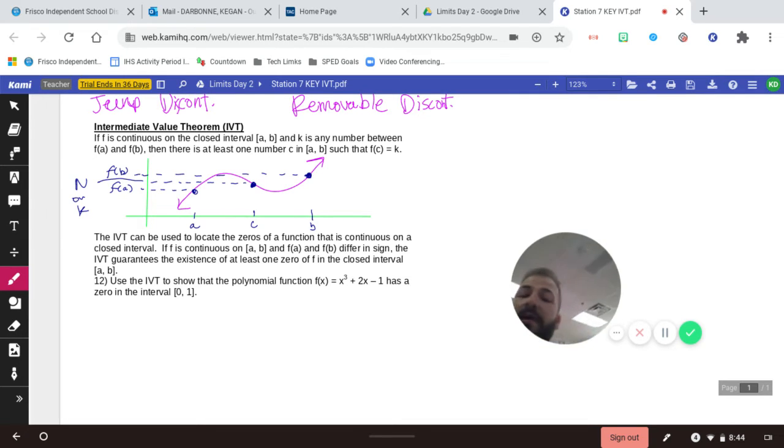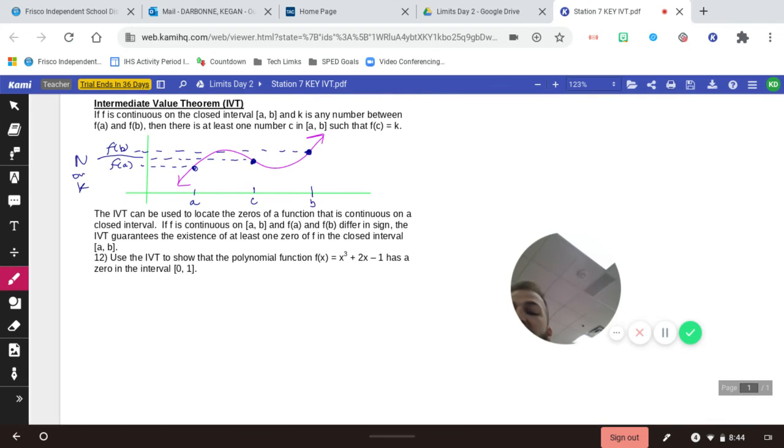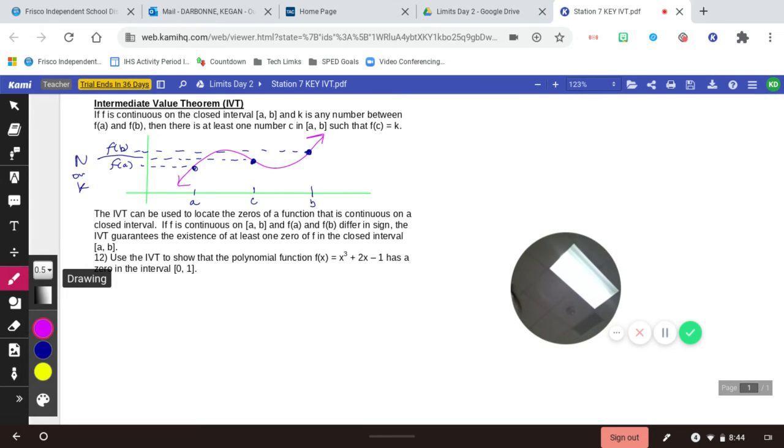So let's look at number 12 again. Use the IVT to show that the polynomial function f of x equals x cubed plus 2x minus 1 has a zero in the interval 0 to 1. Okay, so just like last time, we want to find what f of a and f of b are.